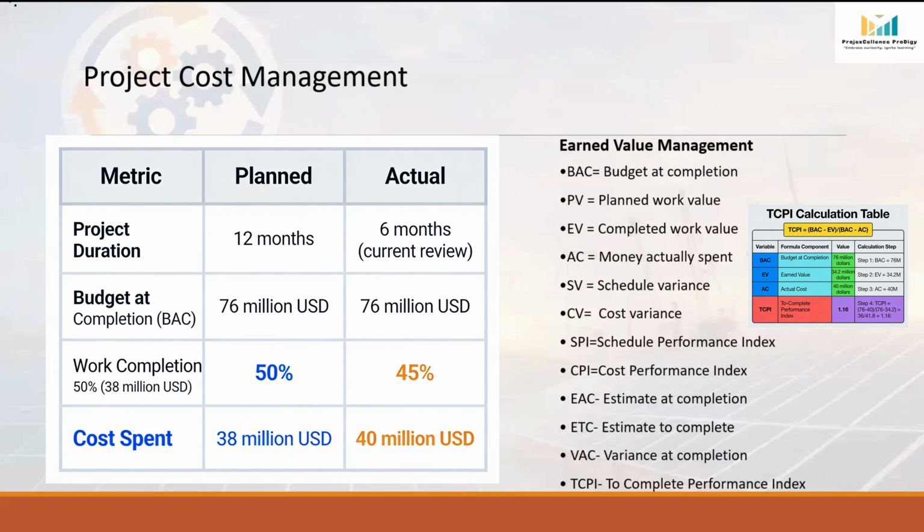Since our current CPI is only 0.86, achieving a TCPI of 1.16 will be extremely challenging. The project manager will need to improve productivity, reduce waste, optimize resources, or negotiate lower cost to recover the project.